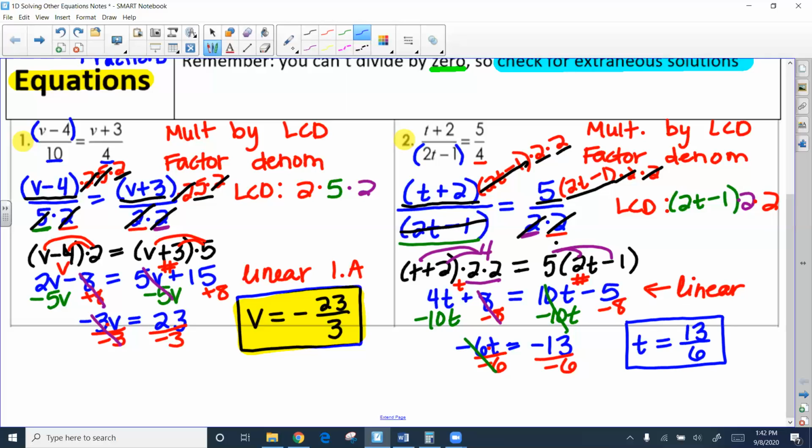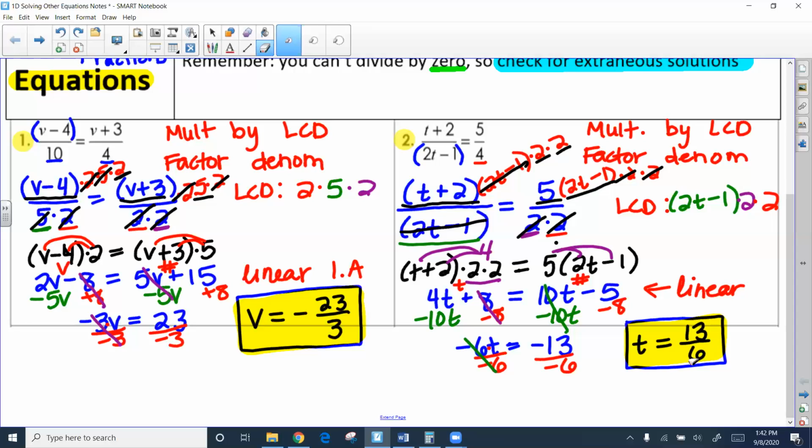When we do end up with a fraction, if it doesn't divide evenly, like this 13 over 6 doesn't divide evenly, I'm just going to leave it as a fraction. It's better to leave it as a fraction, which is exact, rather than doing a decimal approximation. Okay, so on this one, we got t equals 13 over 6. It's the same process on both, whether there's a variable in the denominator or not.